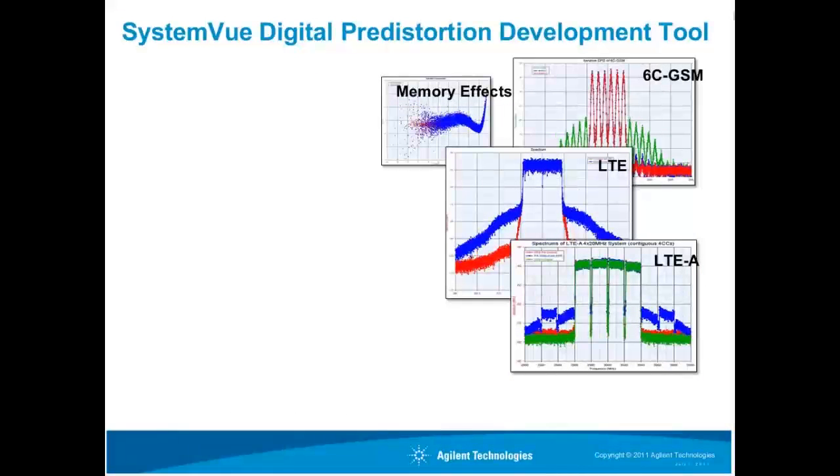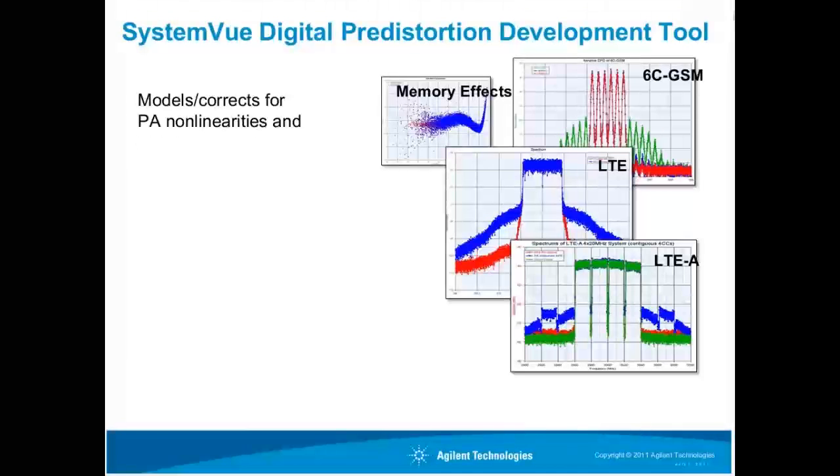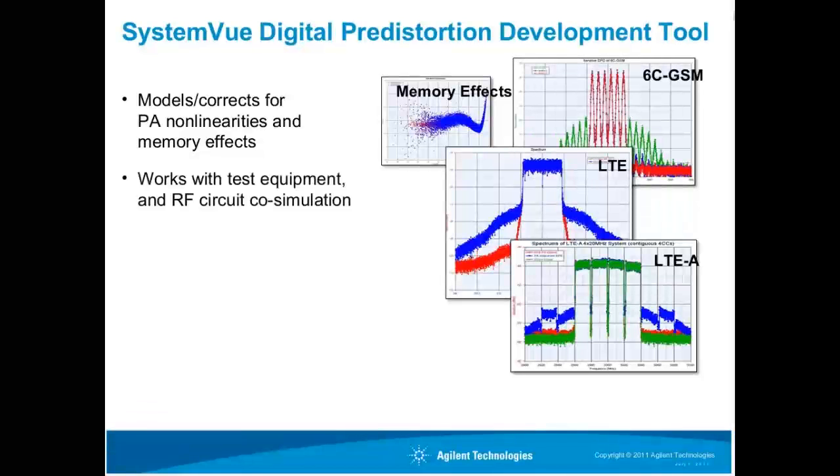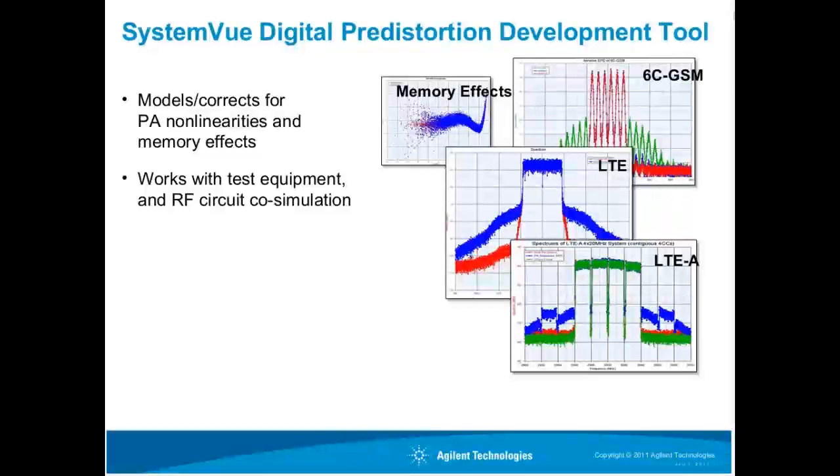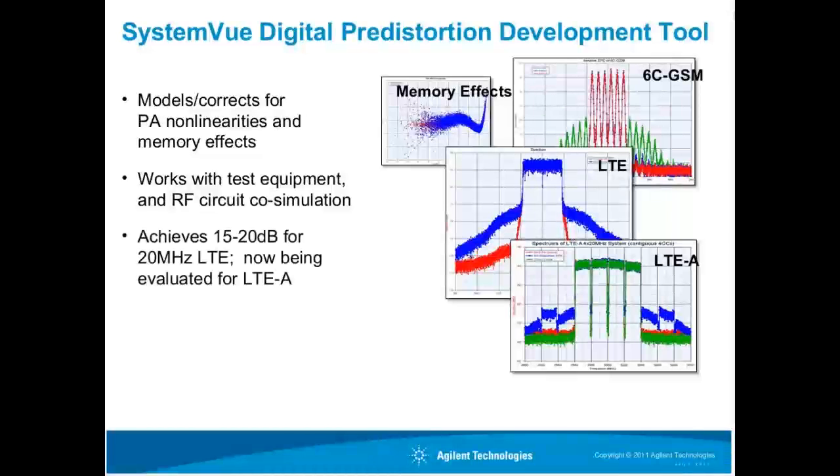Another popular use for SystemVue is for digital predistortion development. So you can build models and try to correct for PA nonlinearities and memory effects, and then test them within SystemVue. You can work with models of your circuit, or you have the option of actually doing it with real circuits. But in this case, it would make sense to do it with an FCE model. With digital predistortion, you can often achieve very significant linearity improvements, 15 to 20 dB for LTEA, as you can see over here.